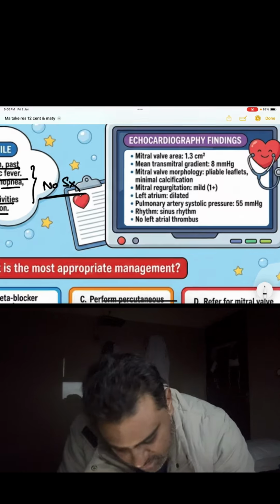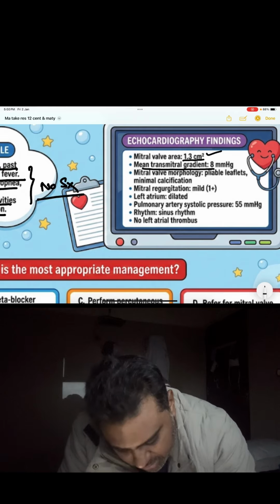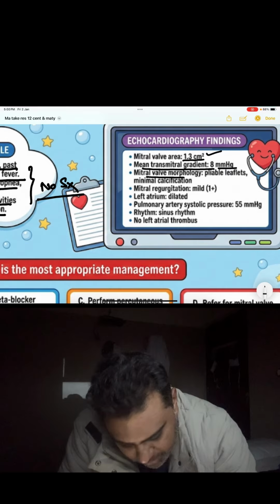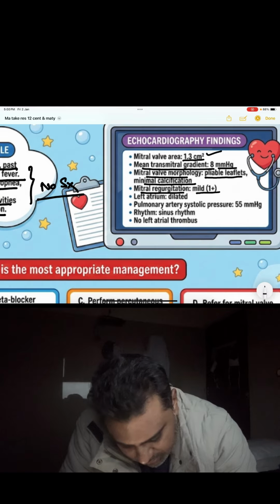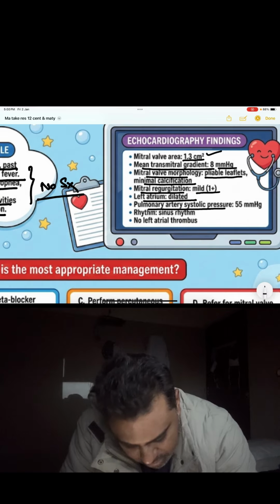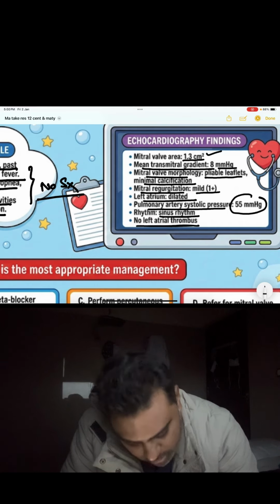Mitral valve area, if we see, is 1.3 centimeter square. Mean transmitral gradient is 8 mm Hg. Mitral valve morphology, that is pliable leaflet, minimal calcification. MR, mitral regurgitation, is 1 plus. Left atrium is dilated. Pulmonary artery systolic pressure is 55 mm Hg. Rhythm is sinus and no left atrial thrombus.